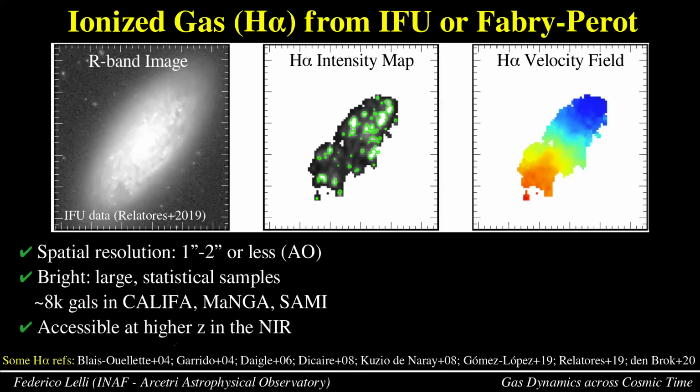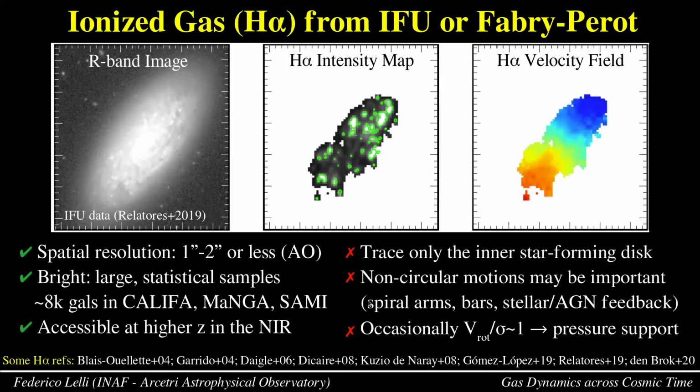And also this line is accessible at higher redshift moving into the near infrared. So we can have a consistent line over a broad range of the history of the universe. There are also disadvantages. First of all, we can trace only the inner star-forming disk.